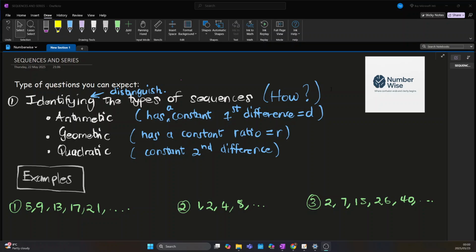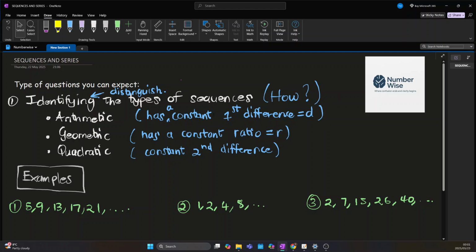Now, dealing with sequence and series, what I'll be focusing on is the type of questions that you can expect that are definitely going to be there. First things first, you can't just apply any type of formula without knowing how to identify the types of sequences. So in this video, I'll be focusing on identifying these types of sequences. How do you identify them?